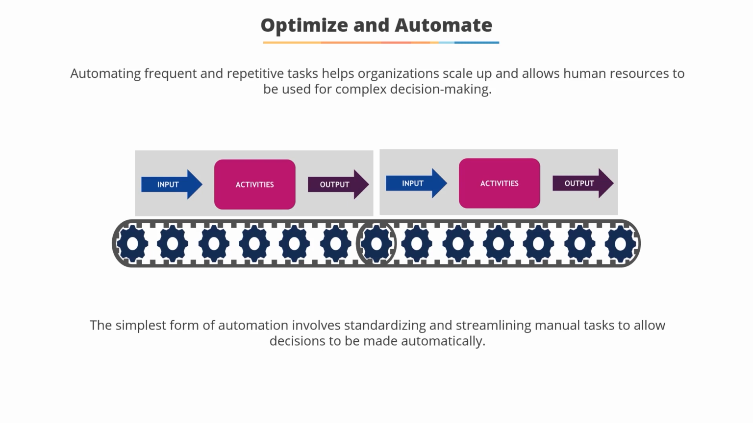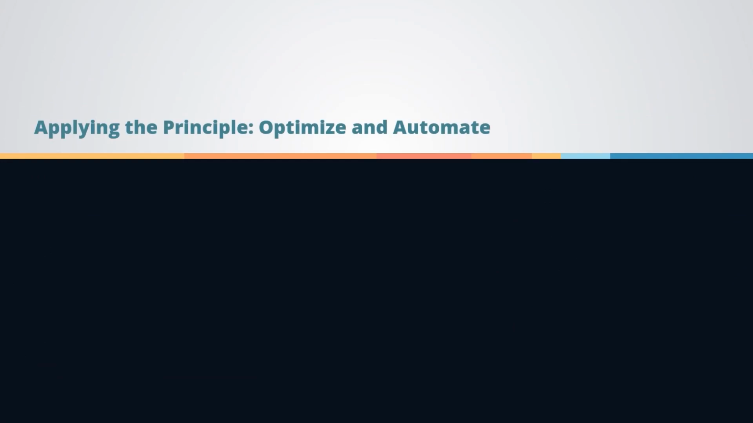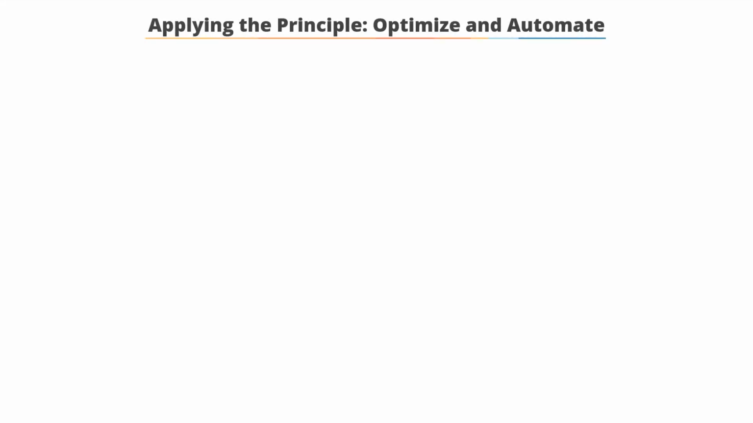Efficiency can be greatly increased by reducing the need for human involvement to stop and evaluate each part of a process. Let's look at how to apply the principle, optimize and automate. To apply this principle successfully, consider this advice.